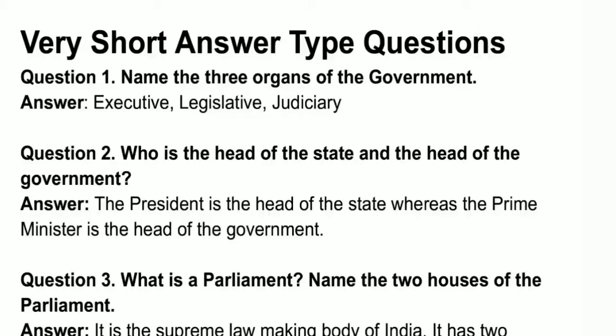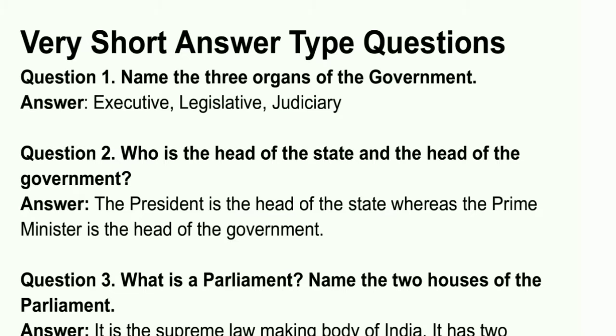Question number 1, name the 3 organs of the government. Answer: executive, legislative and judiciary. Next question, who is the head of the state and the head of the government? Answer, the president is the head of the state, whereas the prime minister is the head of the government.